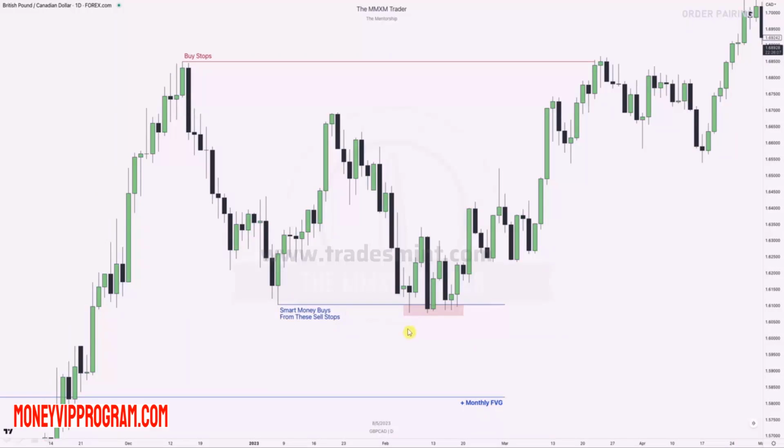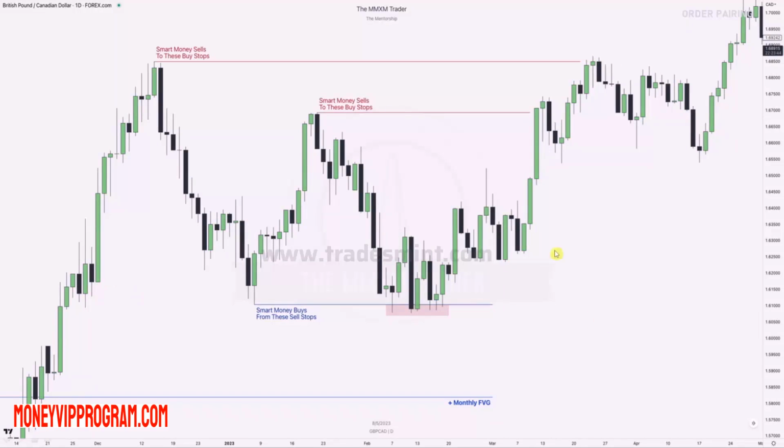So when they accumulated all these sell stops, they're good to go into bullish order flow, and also we're coming from an internal range on the monthly time frame, right? So from internal to external again, up into this high. Smart money sells to these buy stops over here, right? So order pairing happened down here. Willing sellers entering the market. They push price up and up and up until they can offload their long positions to willing buyers up here above old highs and also above old highs over here.